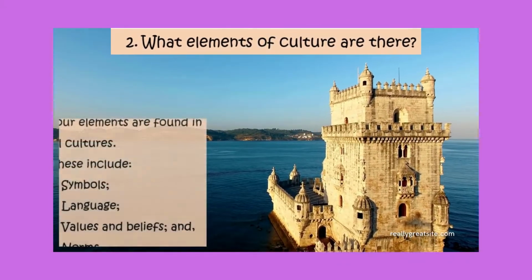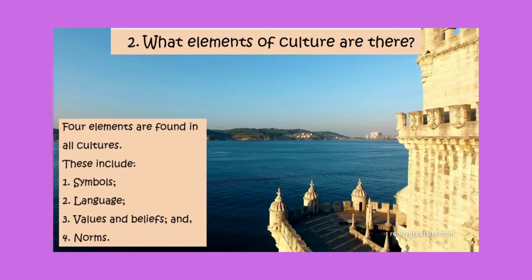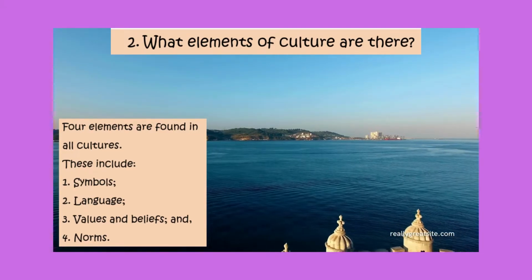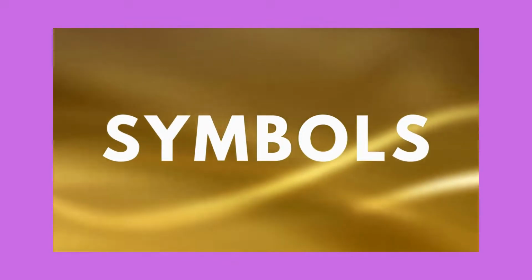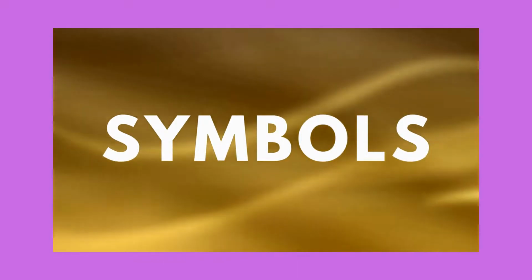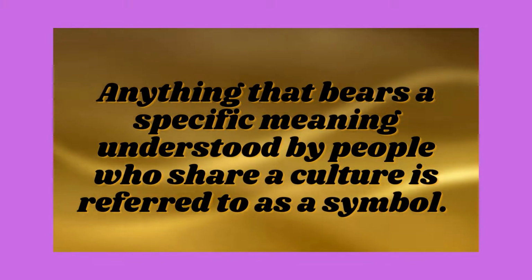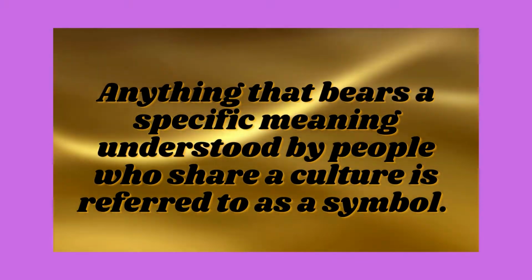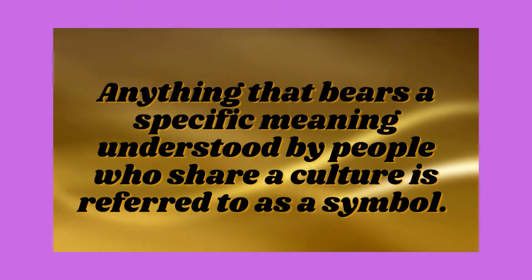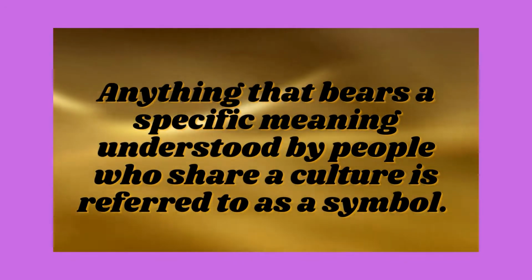4 elements are found in all cultures. These are symbols, language, values and beliefs, and norms. Starting with symbols, we will go over each of these 4 aspects of culture. Anything that bears a specific meaning understood by people who share a culture is referred to as a symbol. Though similar symbols may have different meanings and or implications in different societies or even within one community.